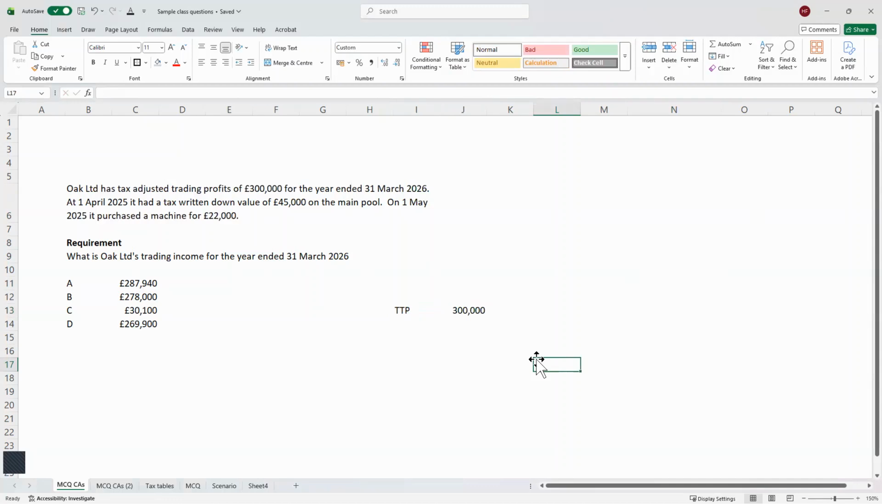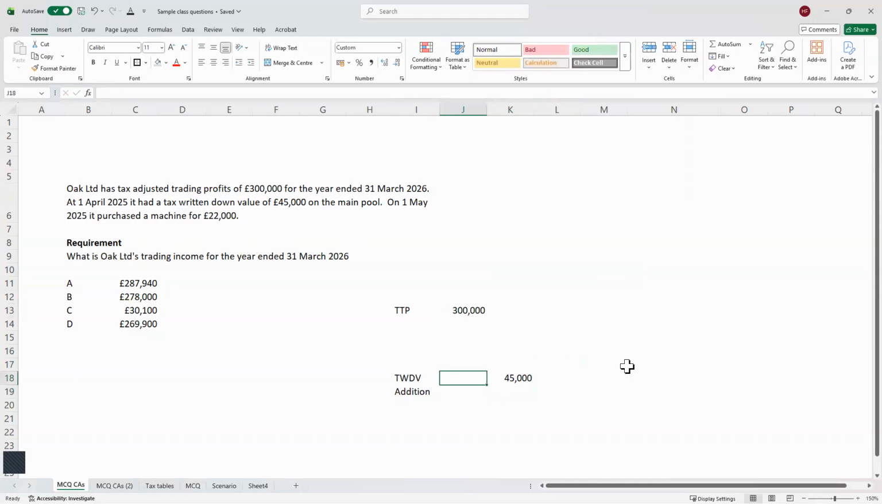On 1st of April 25, it had a tax written down value of £45,000 on the main pool. On 1st of May 25, it purchased a machine for £22,000. So we need to calculate the capital allowances and then adjust the trading profits for the capital allowances. We've been given the tax written down value brought forward of £45,000, and we were told that in the year there was an addition of a machine of £22,000.